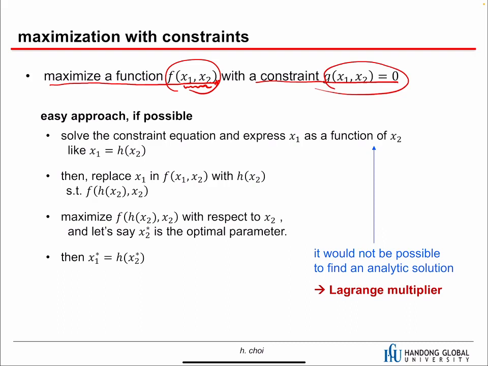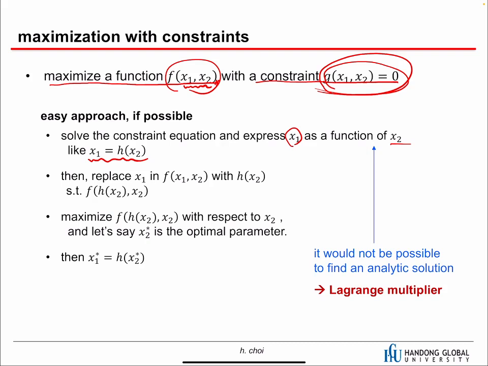The first one is the easy approach. Sometimes it is possible: we solve the constraint equation and express x1 as a function of x2, which means this function is simple. Then we can express x of 1 as a function of x of 2. We can do that.